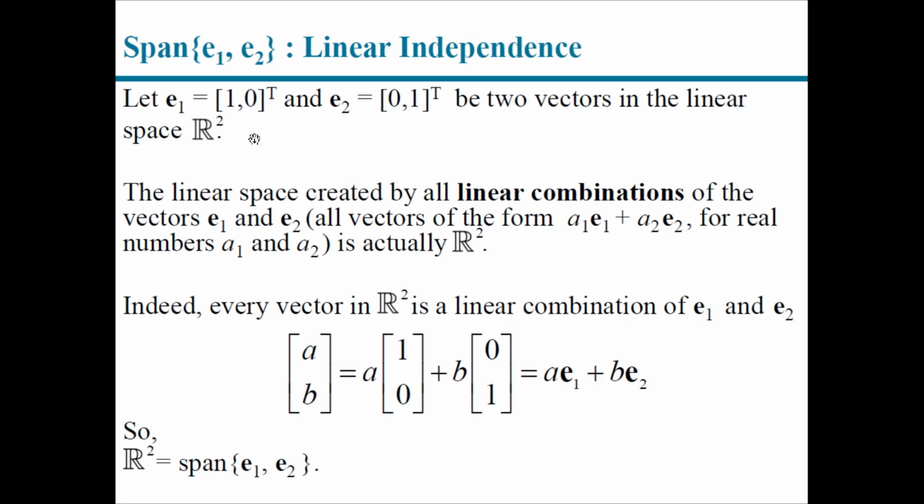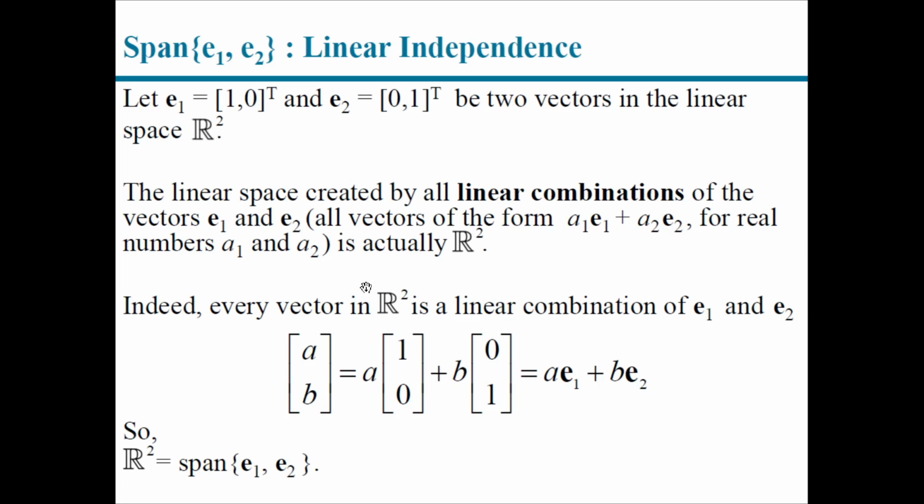In R2, we know that vectors (1, 0) and (0, 1) are the standard basis, and they are also linearly independent. We know that. So we can create a linear space with those two vectors. What is a linear space created by those two vectors? It's a linear space created by all linear combinations of vectors e1 and e2, which is actually here a1 times e1 plus a2 times e2, for a1 and a2 any real numbers.